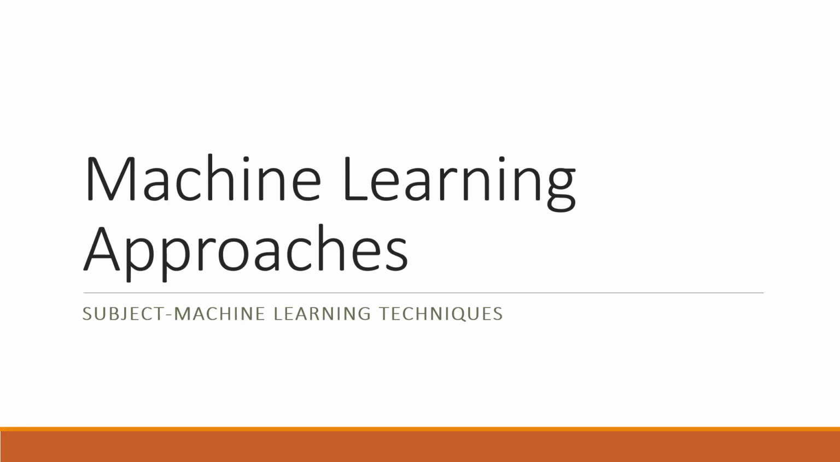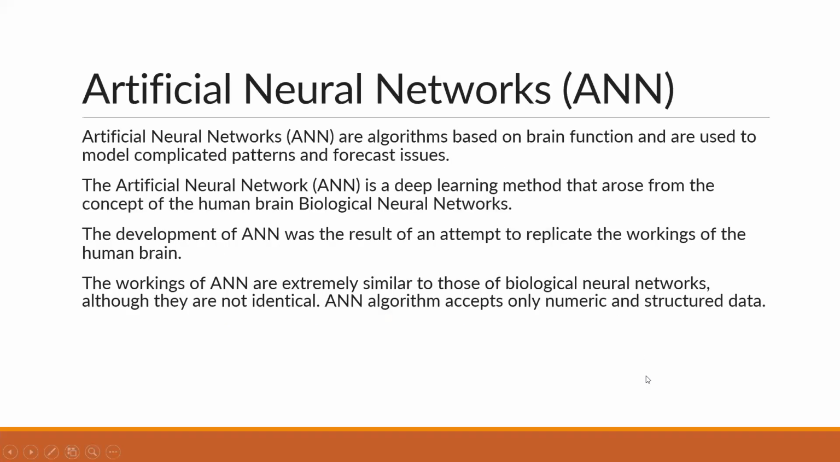We'll start with the first one, that is artificial neural networks. Now, what are artificial neural networks? As the name itself specifies, it is inspired by the biological neural network. These algorithms are based on the brain function and are used to model complicated patterns and forecast issues. So this artificial neural network is basically inspired by the working of the human brain, and it is mostly used for complicated patterns.